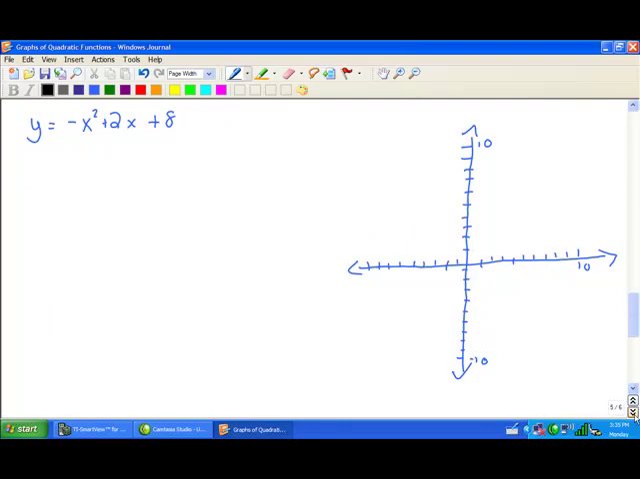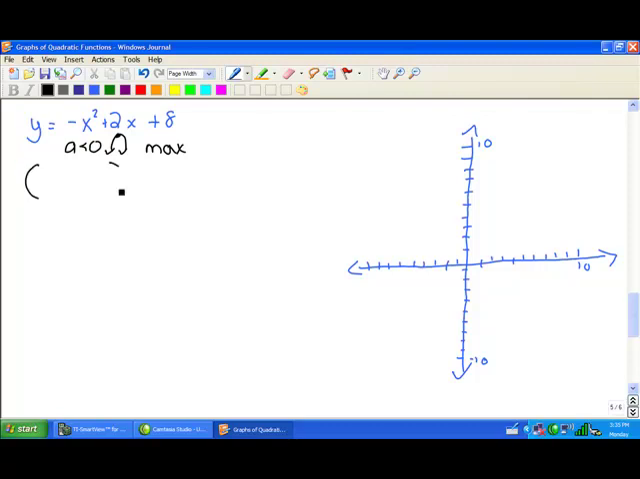Let's work one more example. y equals negative x squared plus 2x plus 8, where our a is negative 1, our b is 2, and our c is 8. Since the a is negative 1 and is less than 0, the parabola is going to open down. Therefore, we'll have a maximum.